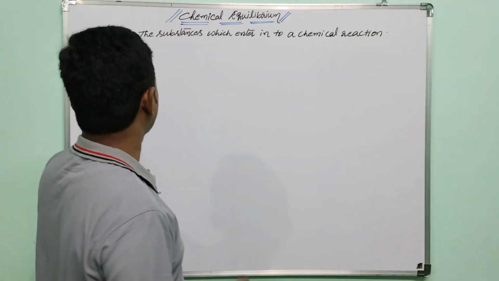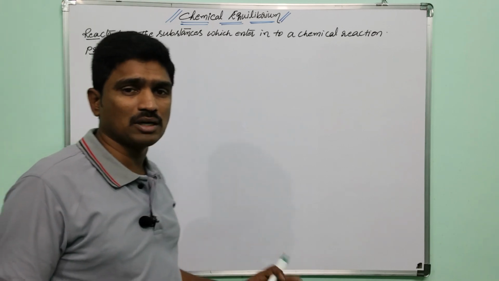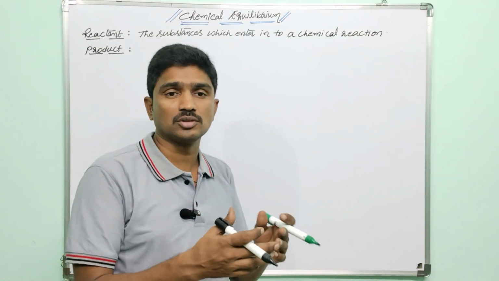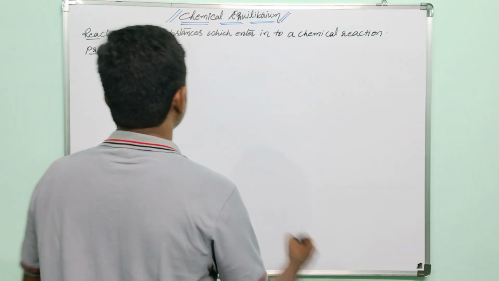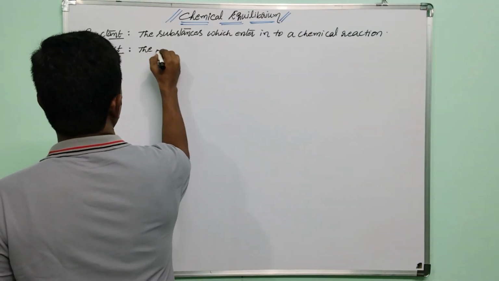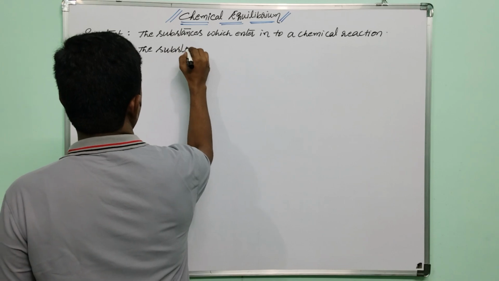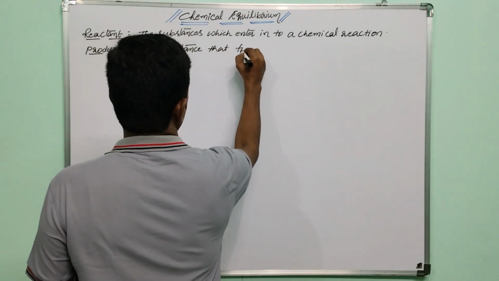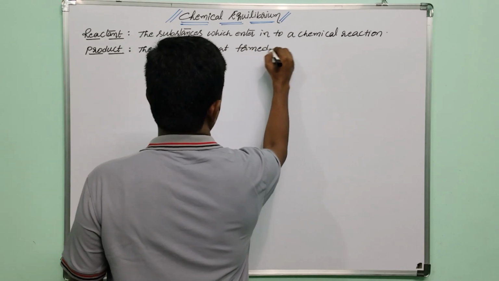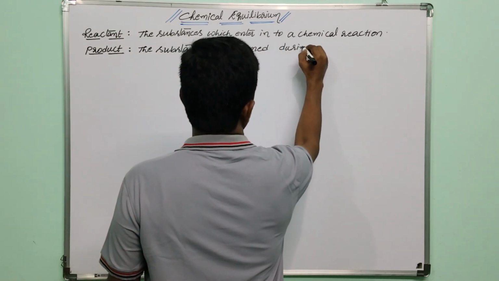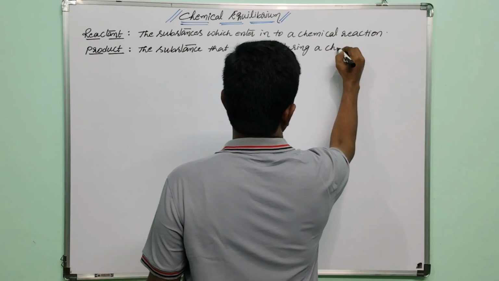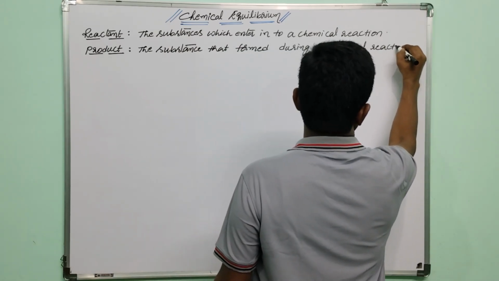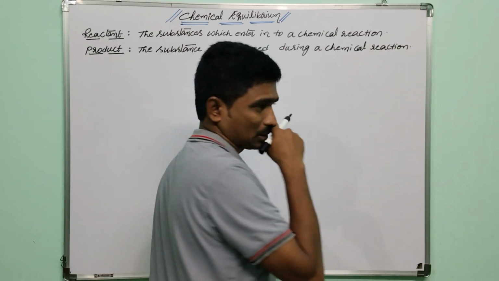Then what is a product? A product is nothing but the substance which forms during a chemical reaction. So simply, the substance that is formed during a chemical reaction is called a product.